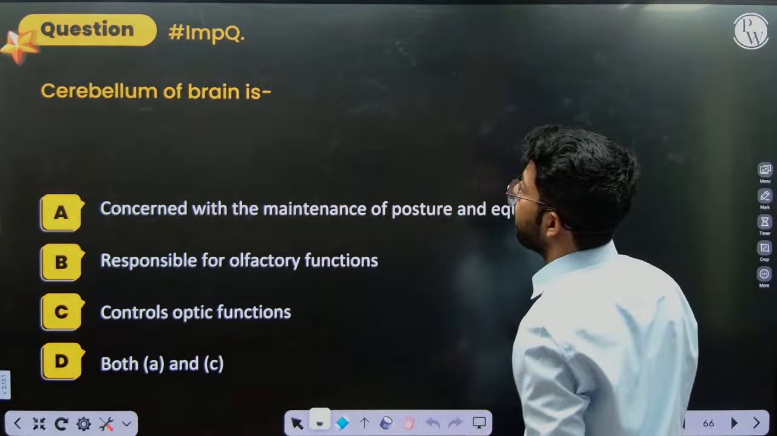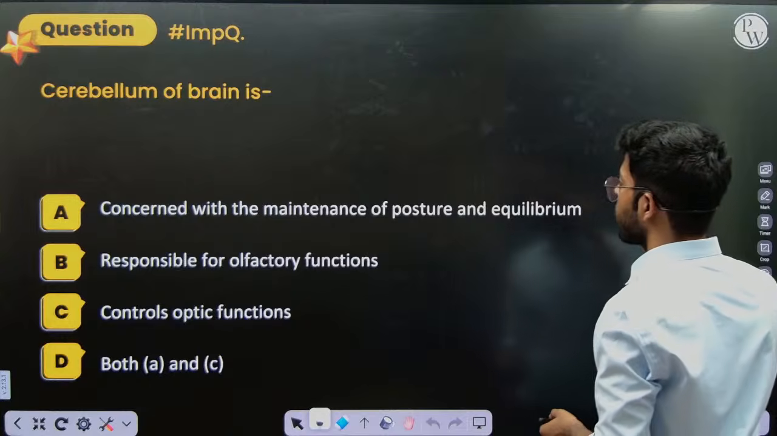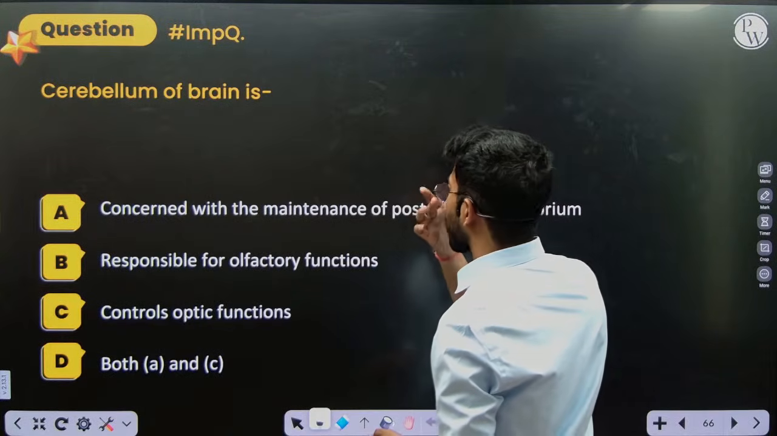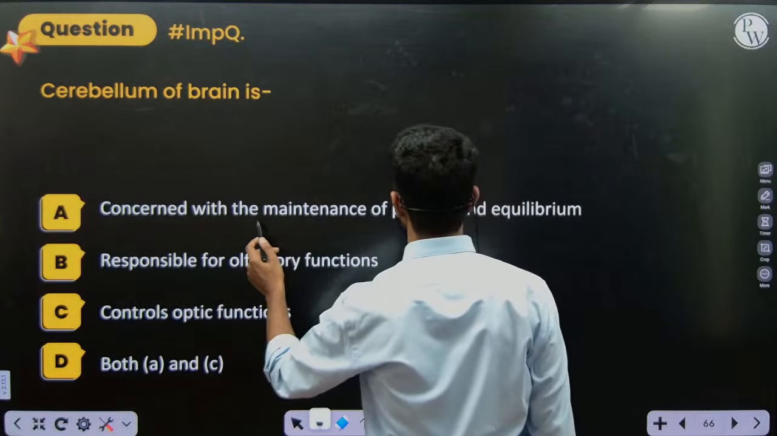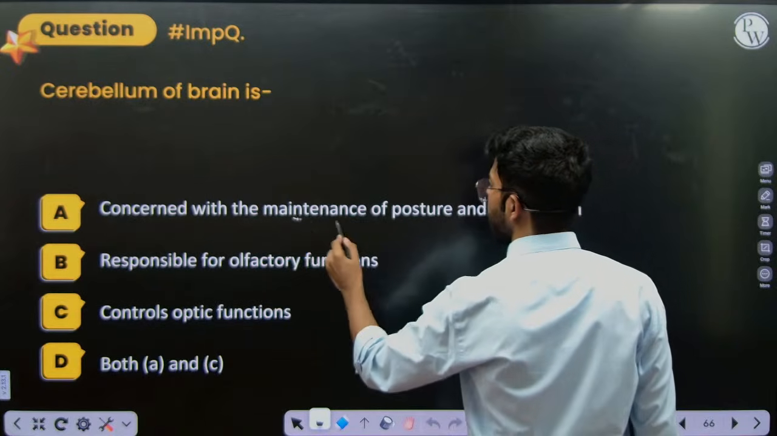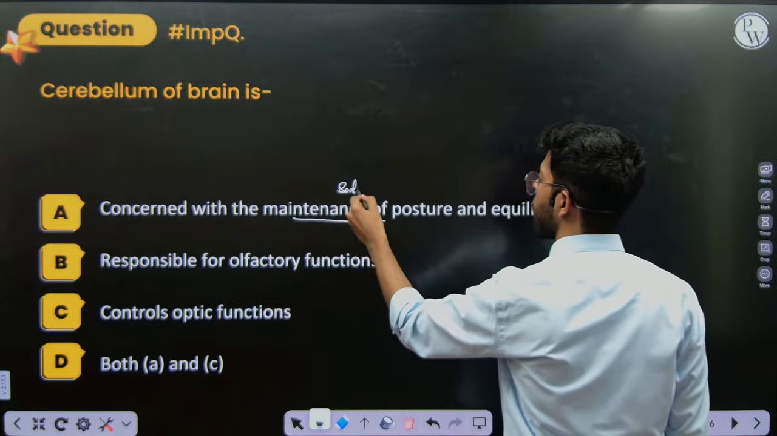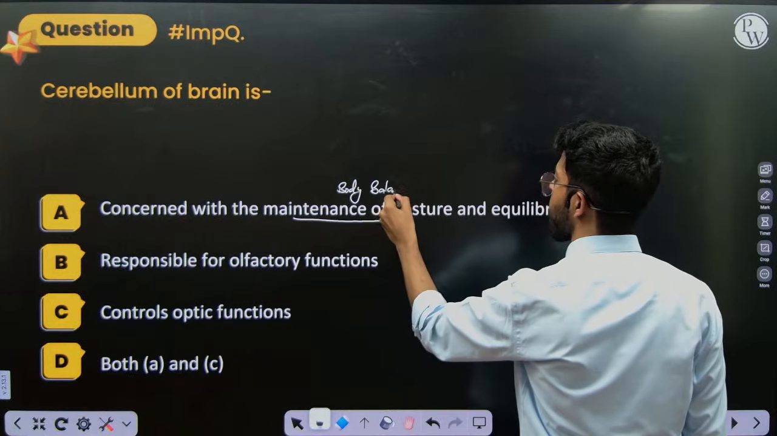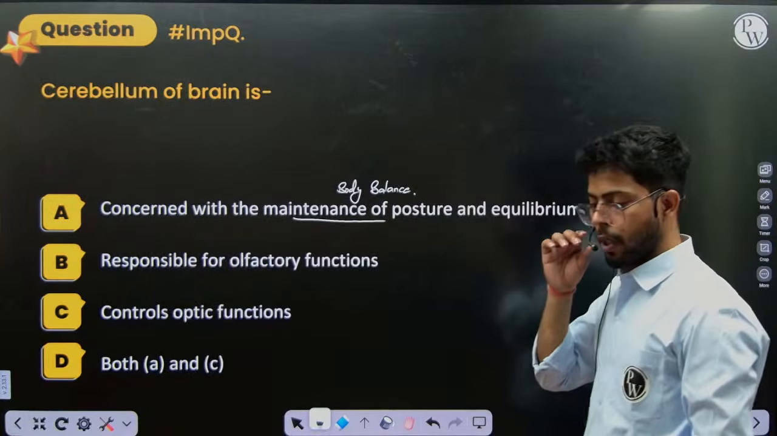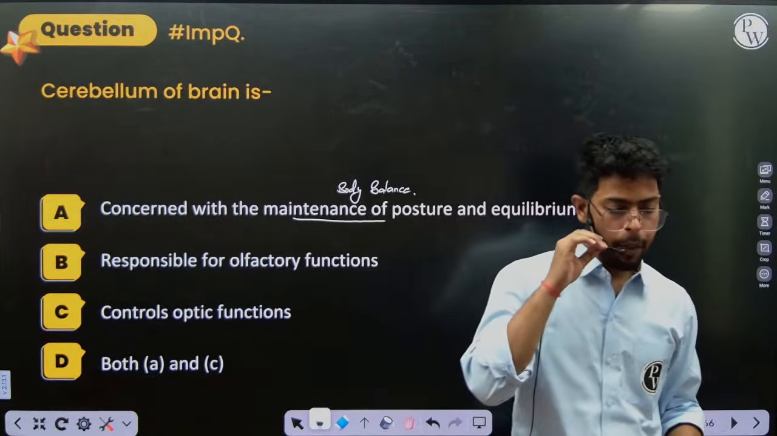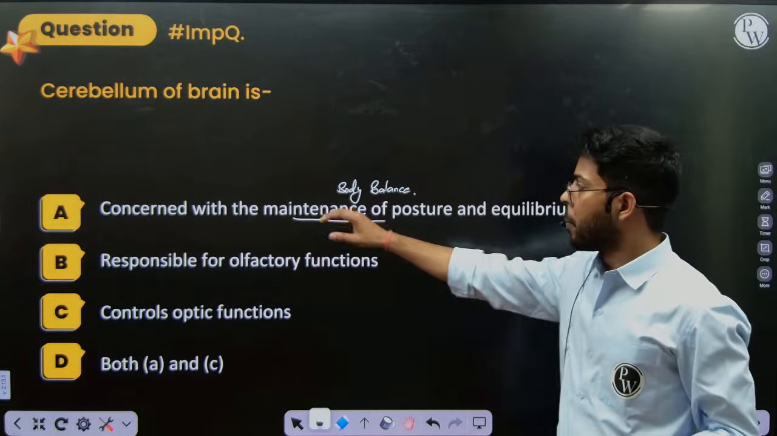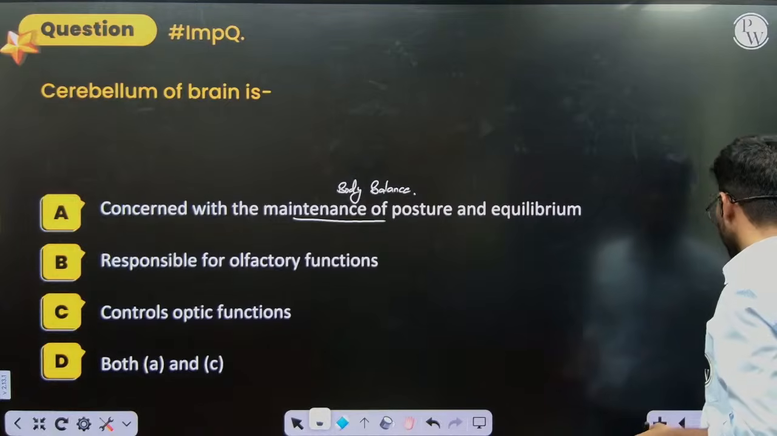The cerebellum of the brain is for maintenance of posture and equilibrium, olfactory function, optic function, body balance. So the cerebellum is responsible for the maintenance of posture and also body balance. If a person drinks alcohol, then the cerebellum part of the brain will be affected and the person cannot walk properly.